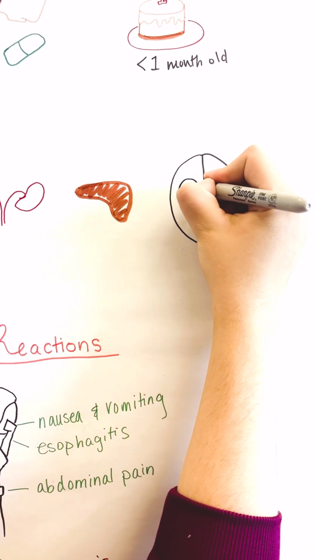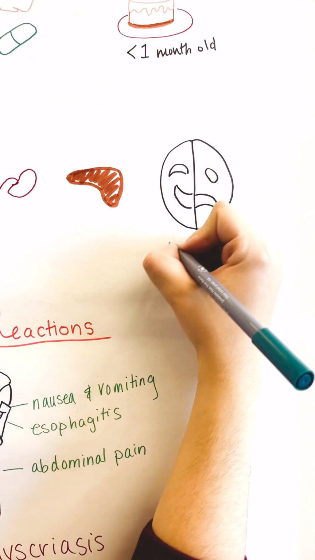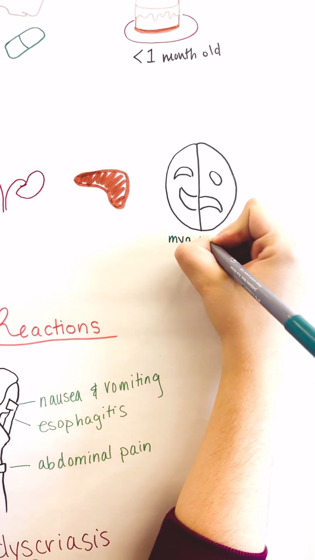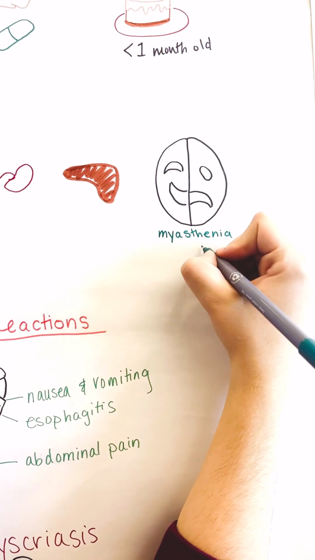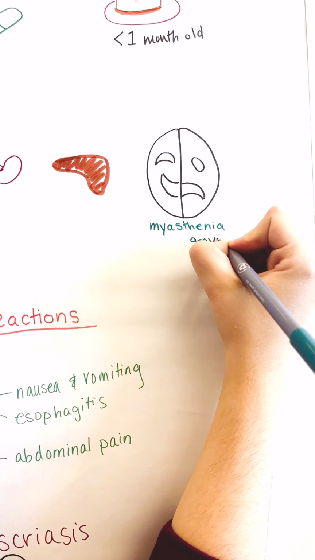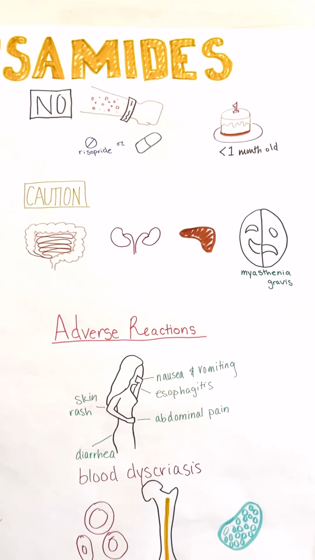The last thing you're going to want to watch out for is a condition called myasthenia gravis. Myasthenia gravis. This is a severe condition that interferes with the connection between the nerves and the muscles of your body. Signs and symptoms of this are like weakness and facial drooping.